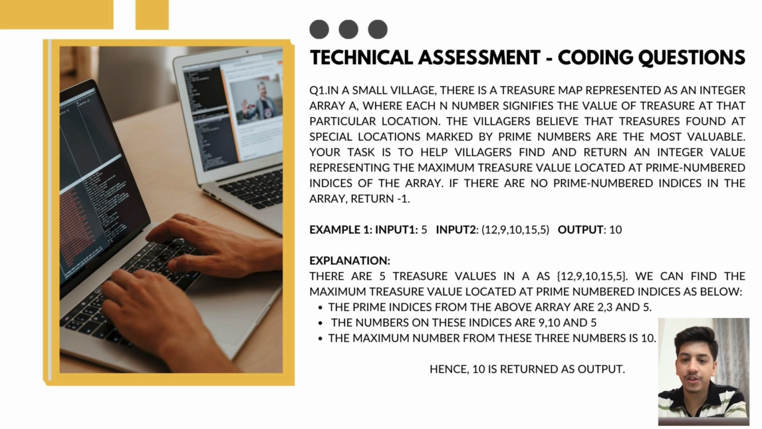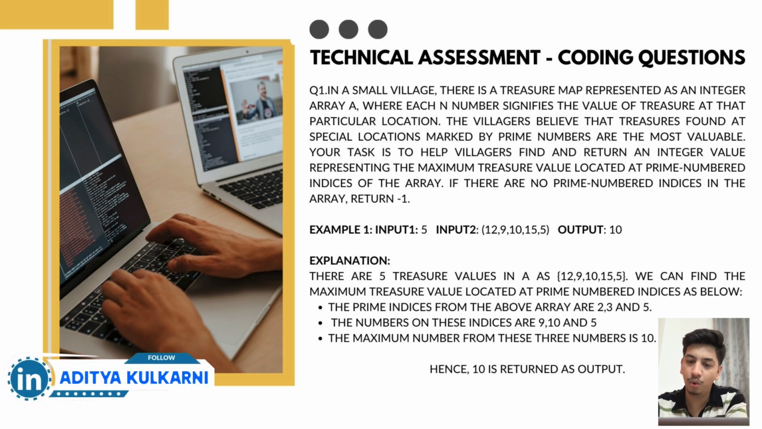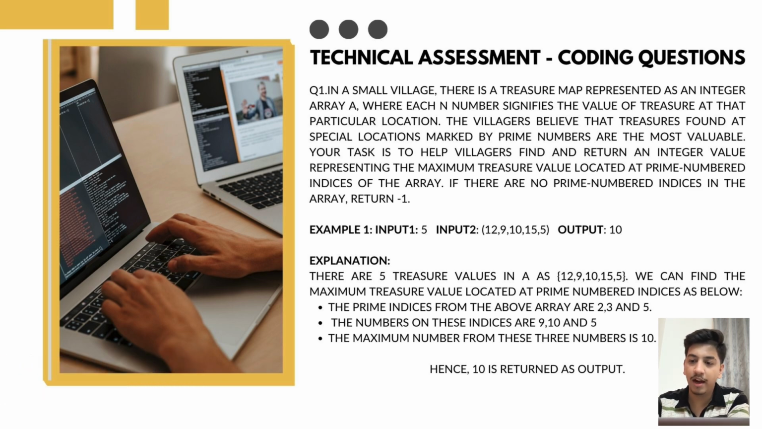In a small village, there is a treasure map represented as an integer array A, where each number signifies the value of treasure at that particular location. The villagers believe that treasure found at specific locations marked by prime numbers is the most valuable. Your task is to help villagers find and return an integer value representing the maximum treasure value located at prime numbered indices of the array. If there are no prime number indices in the array, return -1.